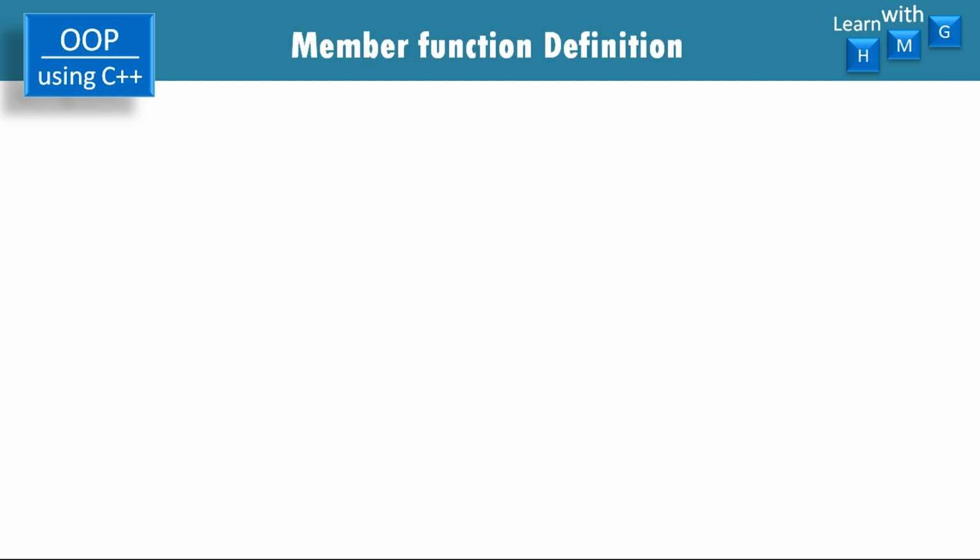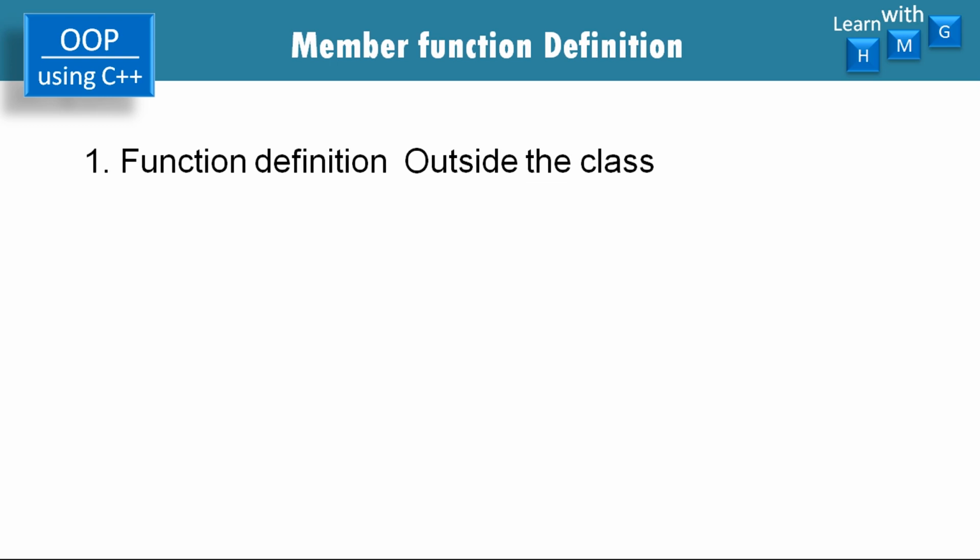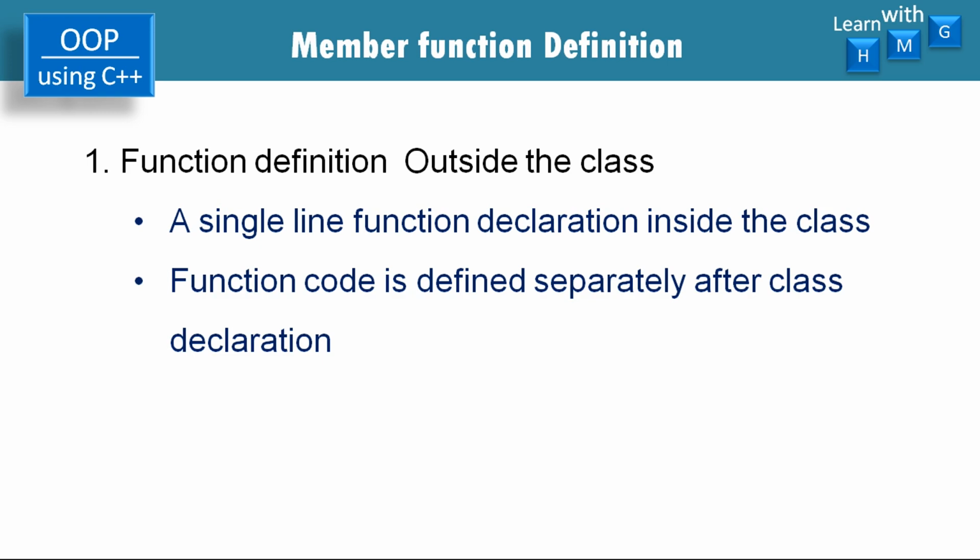Now let us see the syntax of member function definition outside the class. The member function definition can be written outside the class as well as inside the class. Whenever you want to define the member function outside the class, you have to follow two steps. First, a single line function declaration inside the class. Then the detailed function code is defined separately after the class declaration, that is, outside the class.